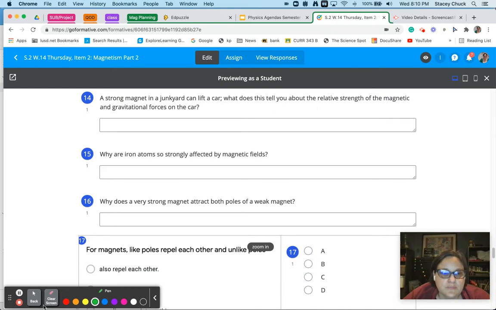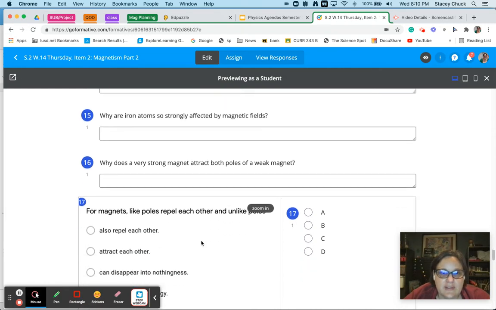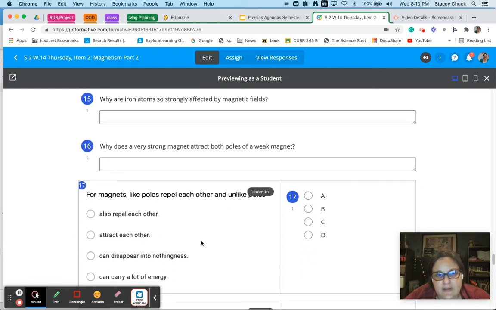Okay. Why are iron atoms so strongly affected by magnetic fields? Because they're ferromagnetic. They have the proper electron spins to be magnets. Every iron atom is a magnet. Collectively together, though, if they're all going the same direction, they create a strong magnet as well. But individual atoms are also magnetic just by themselves. So they're definitely affected by magnetic fields because they're a magnet. Right? So a magnet's going to be affected by a magnetic field.